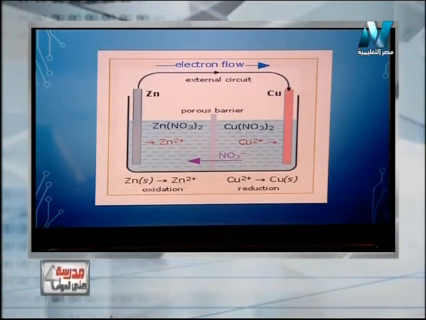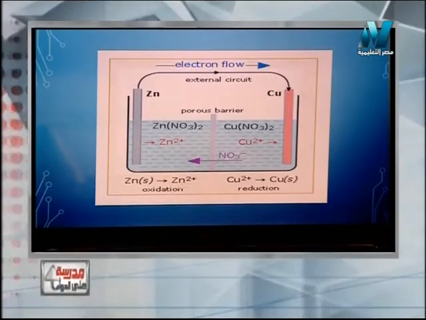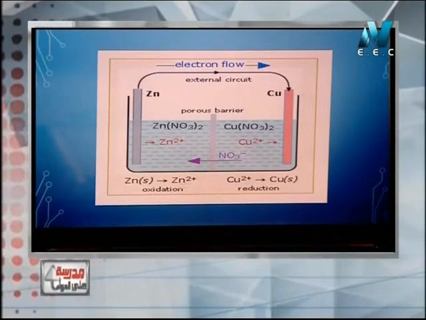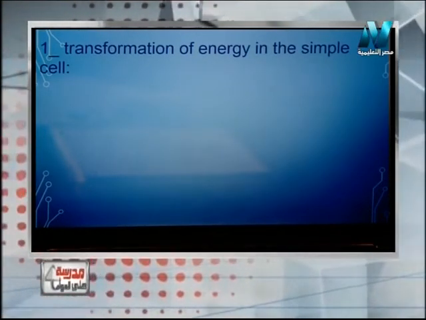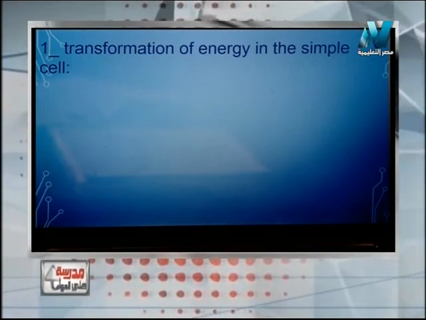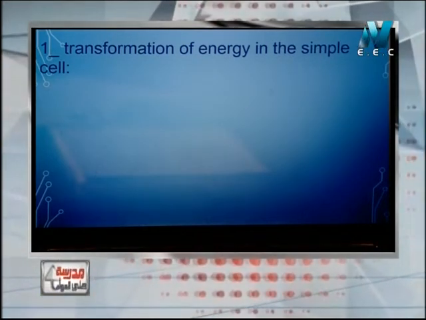Now let's talk about energy transformation. First, the simple cell. A simple cell produces electricity and converts chemical energy into electric energy. Transformation of energy, this is the first point today: the transformation of energy in the simple cell.